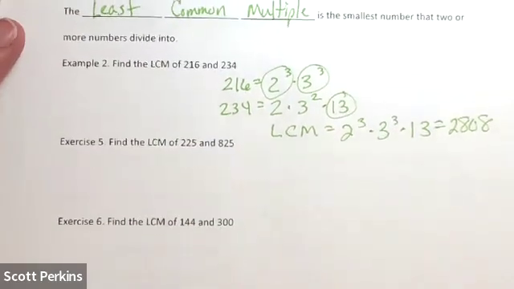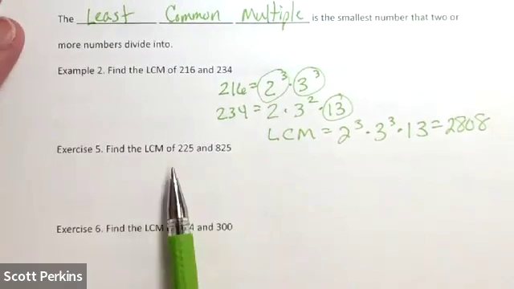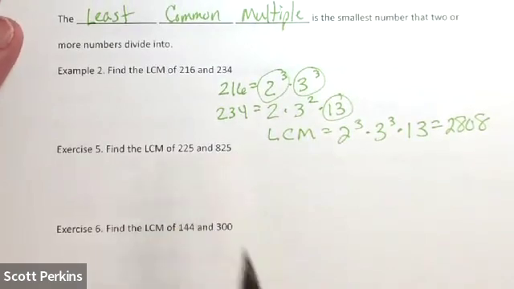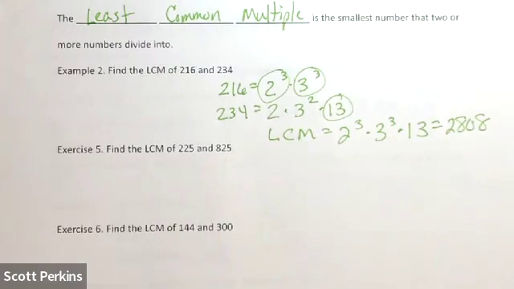All right, I'd like you to do exercise 5, please. Notice I've picked two numbers that we just used on the previous page. So I would like you to write down their prime factorizations and find the least common multiple. Pause the video, do that. We'll be right back.